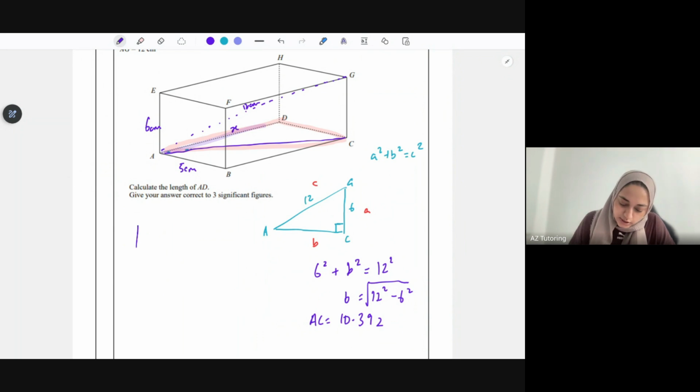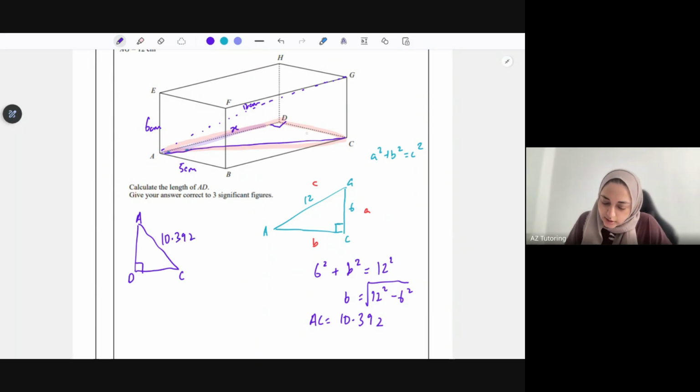So let's draw that triangle. I'm just going to draw a right angle triangle. There's a right angle. Now that right angle is at D over here, right? And then this would be DC, where the hypotenuse is AC. So that's going to be A. Okay, let's label on here what we know. Now AC we've just found over here, so I can label that 10.392.